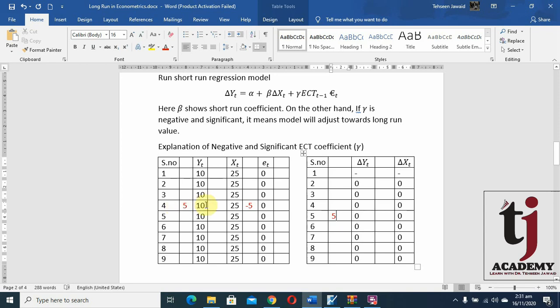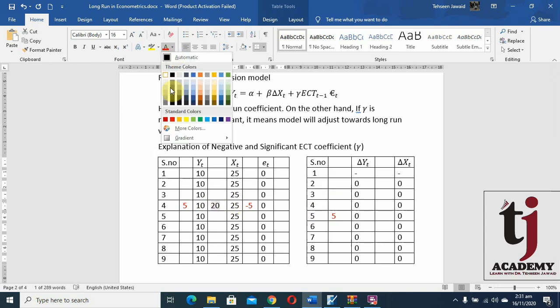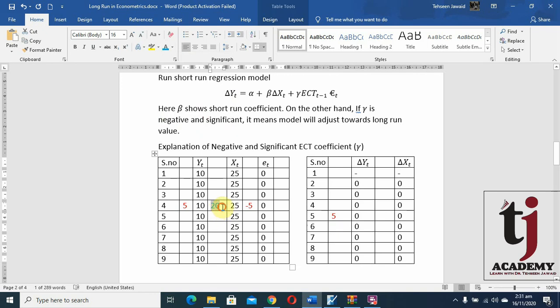On the other side, if the value has increased, to 20, the actual value is 20 here and the equilibrium value is 10, so actual minus estimated, the error would be 10. And then if we find the difference between period 4 and period 5 for y, 10 minus 20 means minus 10. This is the difference of y, not x.